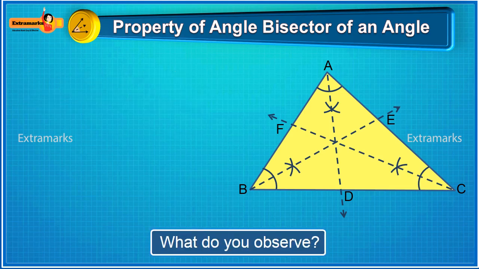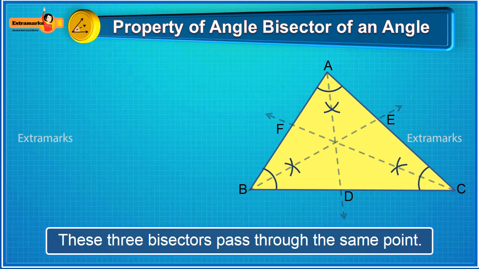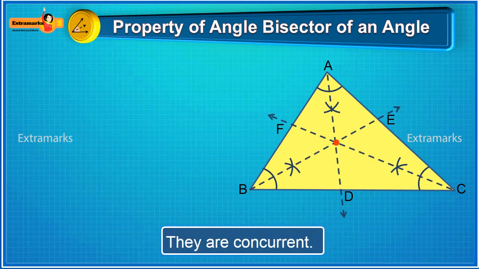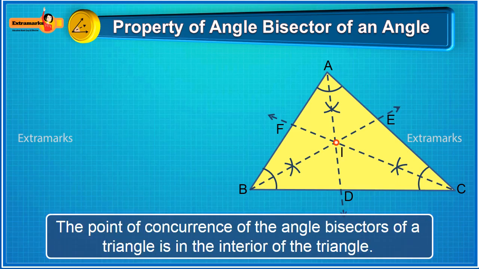What do you observe? It can be seen that these three bisectors pass through the same point. That is, they are concurrent. Name the point of concurrence as I. Note that the point of concurrence of the angle bisectors of a triangle is in the interior of the triangle, and this point of concurrence is called the incenter.